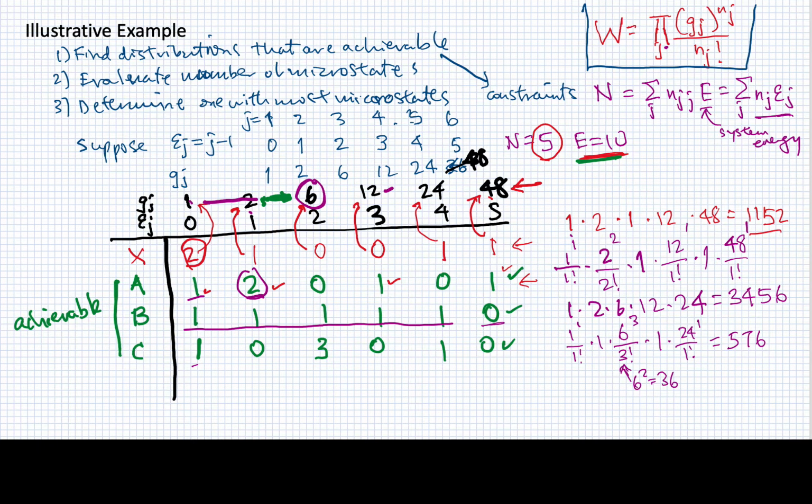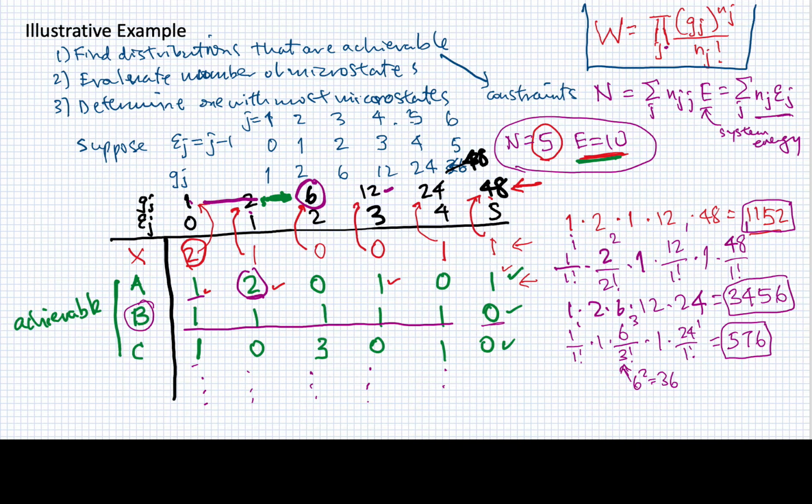So now, as we look at this, and I'll tell you there are actually many more distributions that we could generate in this system with these constraints of N equals 5 and E equals 10. But I just want to look at these few. I've got microstates of 1,152, 3,456, and 576. So clearly this middle one, distribution B, has the most microstates. So in some ways I could say that it is the most probable. It's certainly the most probable of these 3 distributions.